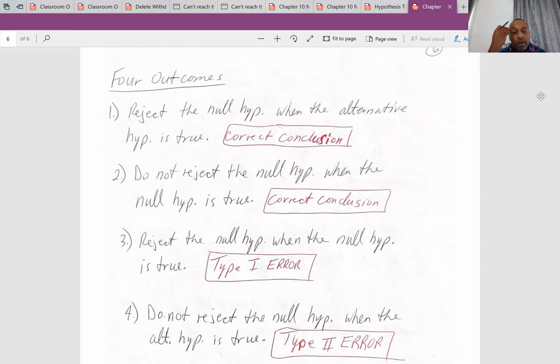Now, the next 2 are errors that could occur. You would reject the null hypothesis when the null hypothesis is true. That's a type 1 error. And you do not reject the null hypothesis when the alternative hypothesis is true. So it's a type 2 error.